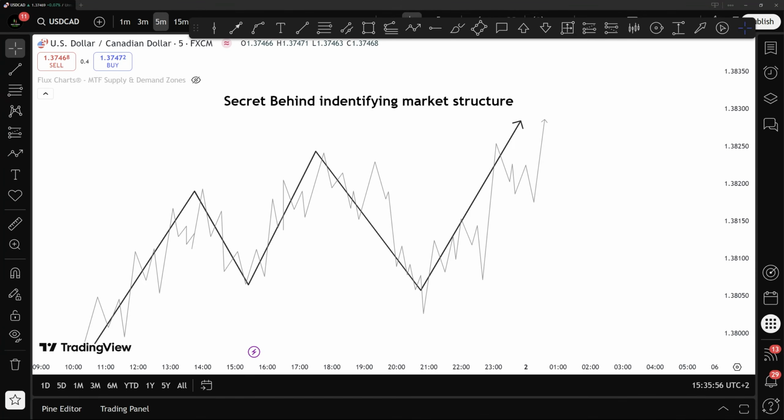I want to show you a little bit of a secret on how to identify market structure very easily, because some traders don't even see the last leg of the market. They don't even realize that this is a break of market structure or this is a change of character. So in this video, I want to quickly touch on that before we move on to the next video where we build our full trading strategy.